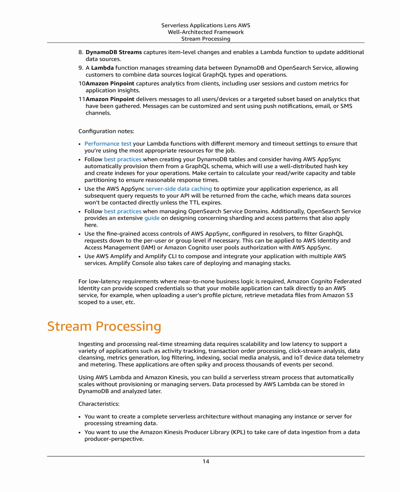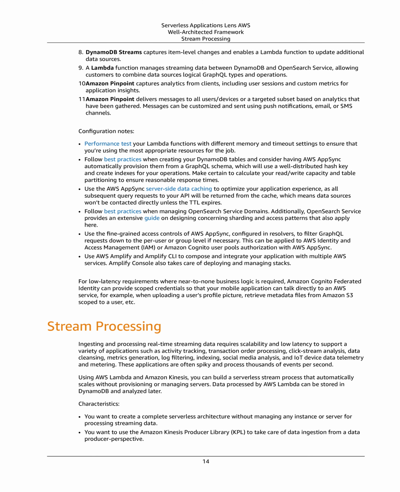Stream processing. Ingesting and processing real-time streaming data requires scalability and low latency to support a variety of applications such as activity tracking, transaction order processing, clickstream analysis, data cleansing, metrics generation, log filtering, indexing, social media analysis, and IoT device data telemetry and metering. These applications are often spiky and process thousands of events per second. Using AWS Lambda and Amazon Kinesis, you can build a serverless stream process that automatically scales without provisioning or managing servers. Data processed by AWS Lambda can be stored in DynamoDB and analyzed later.